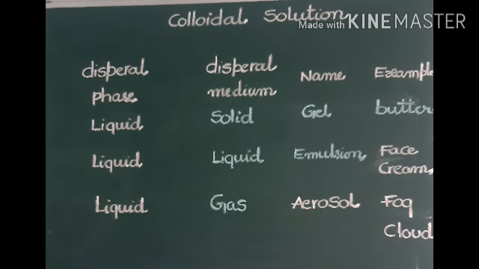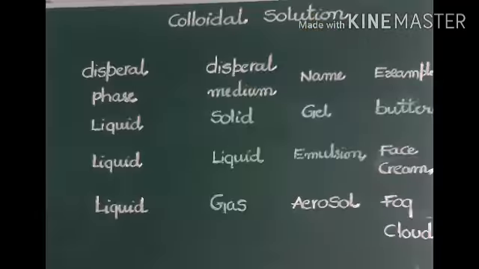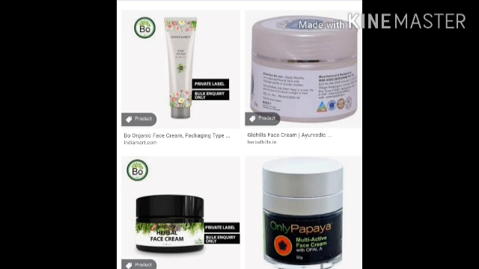See first example, dispersal phase is liquid and dispersal medium is solid. Now the type of colloid is gel. Here butter is the best example of gel. Now second example, dispersal phase liquid and dispersal medium liquid, the name of colloid is emulsion, and best example face cream. Once again, the face cream is the best example of emulsion.